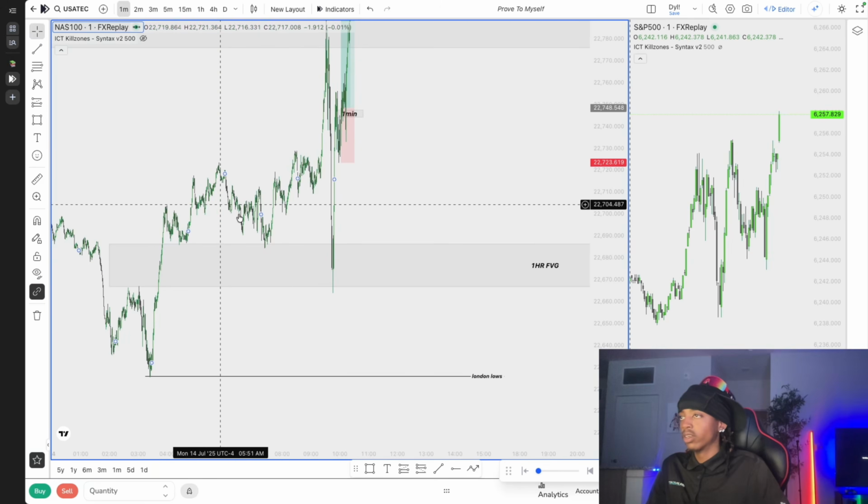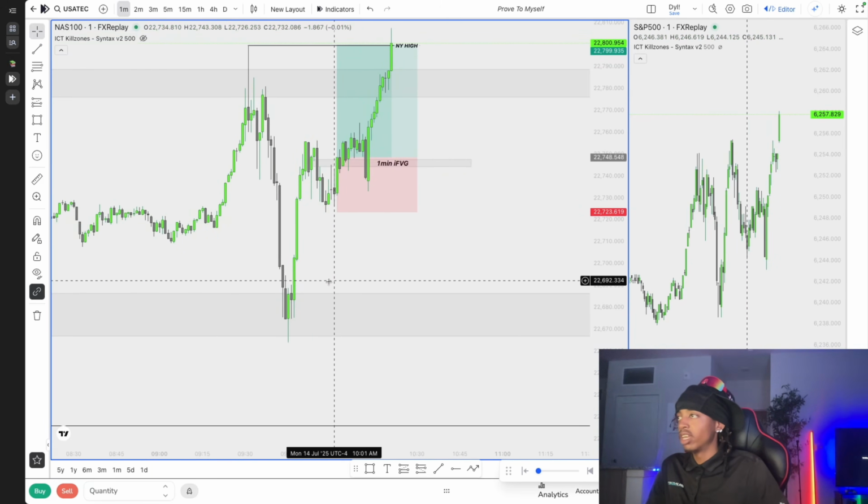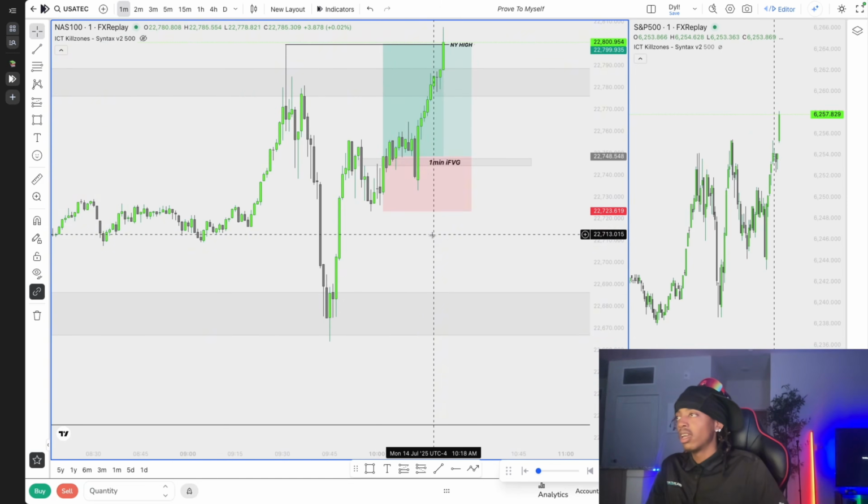The 1 hour is holding though, because at first I did like London lows, but the second we reject that 1 hour like that and we have that nice V shape, then it kind of tells me that we want to go back to this high.